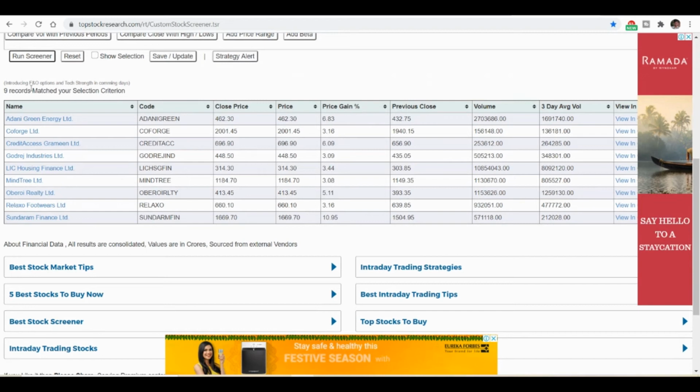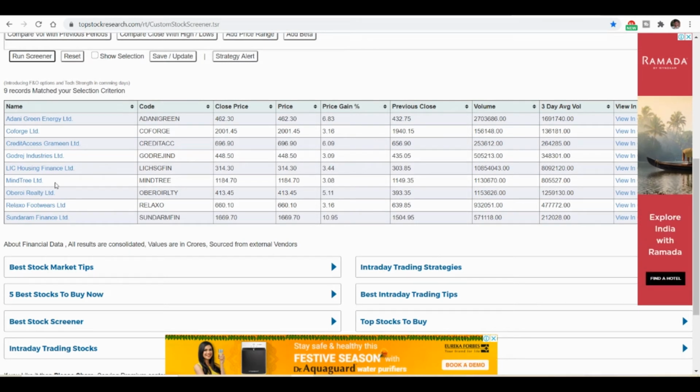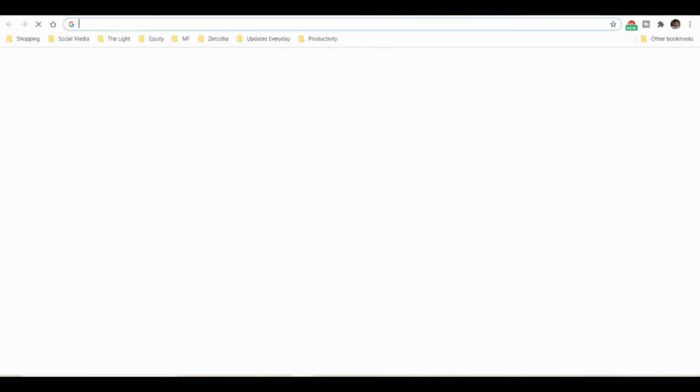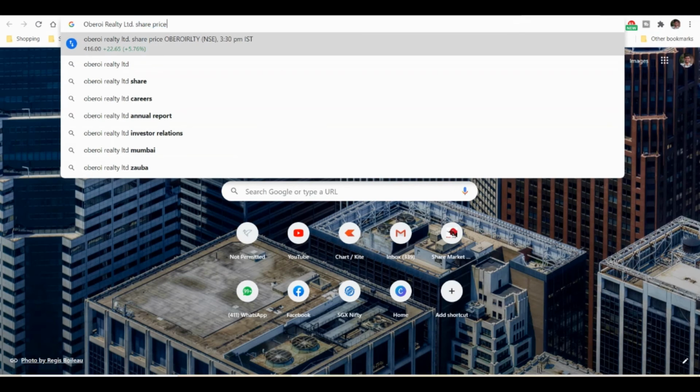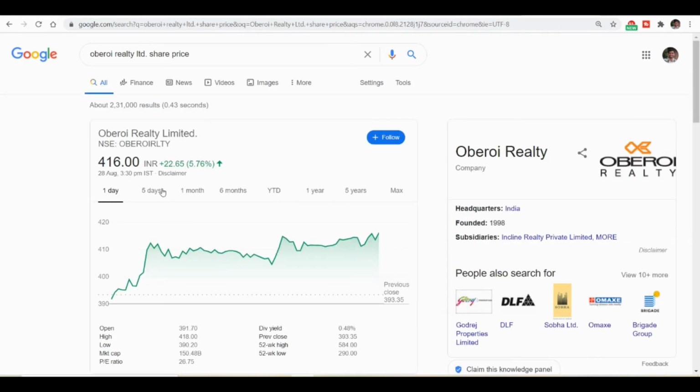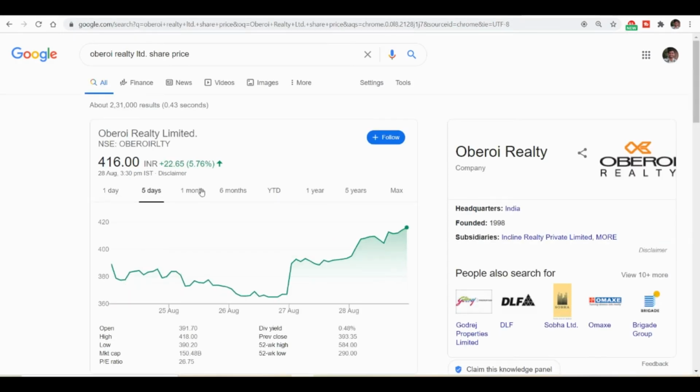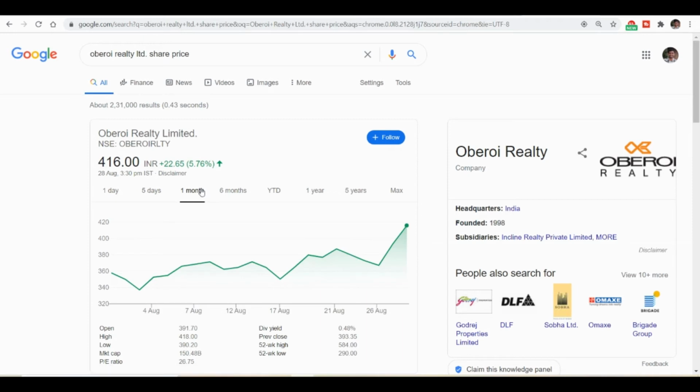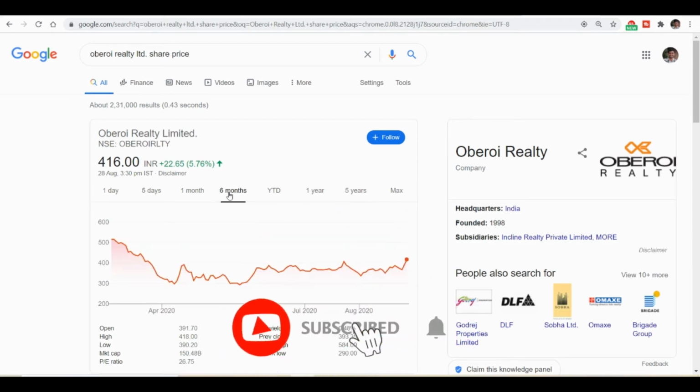So let us open some of the stocks and identify where these stocks are and what is happening in them, what is the high that has been made, and we'll see it. If you see, Oberoi Realty has made a peak. It is at its 1 month peak, and it is also near the 6 month peak, trying to reach the 6 month peak.